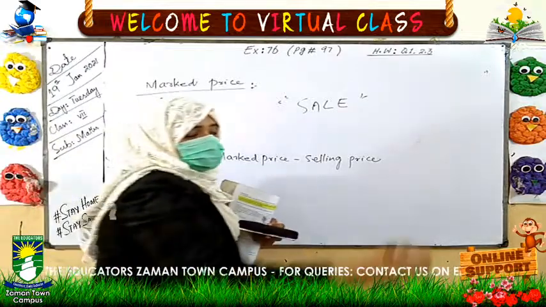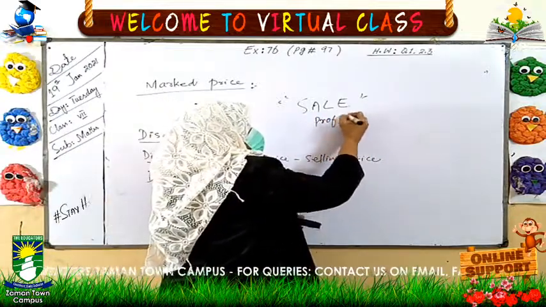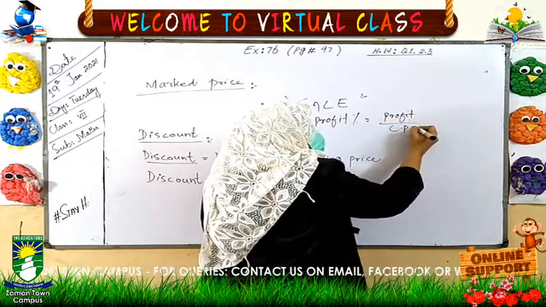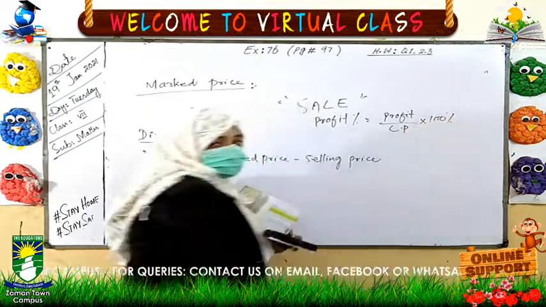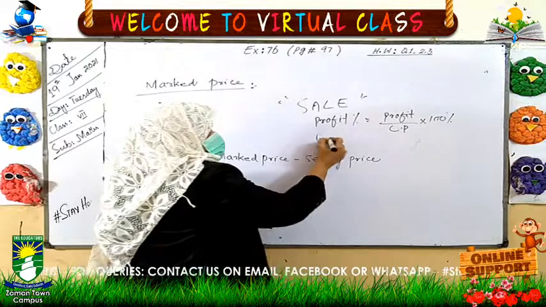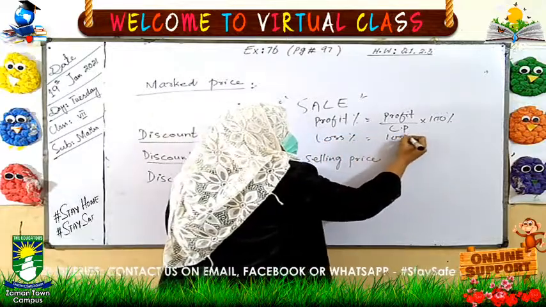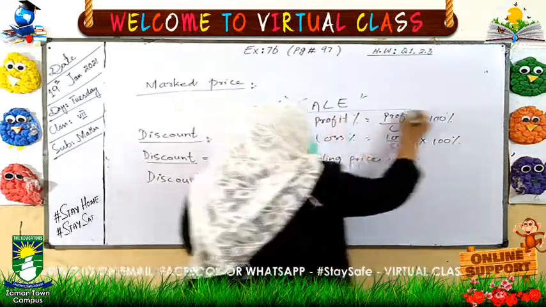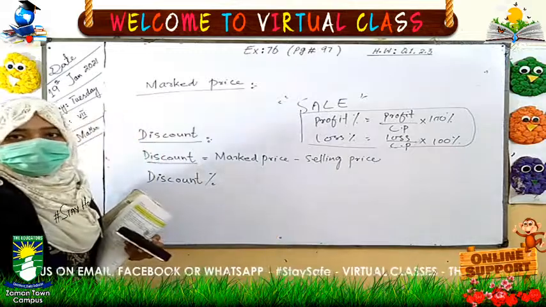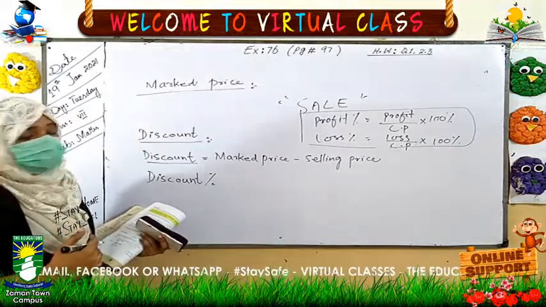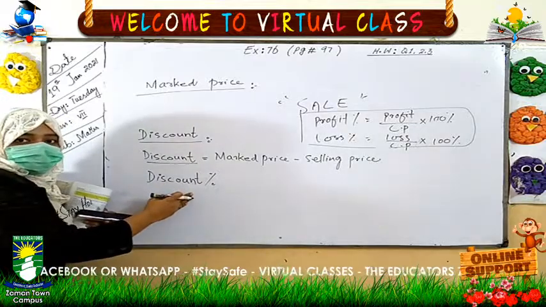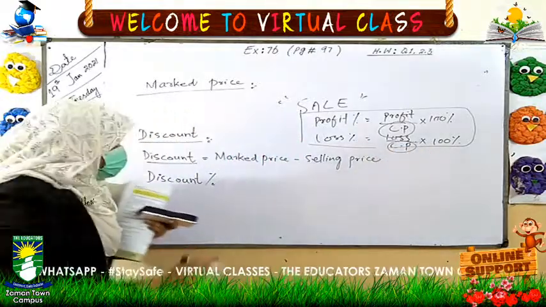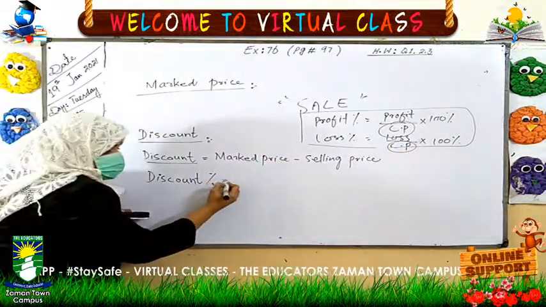As we have done, the profit percentage is equal to profit upon cost price multiplied by 100%. It is the formula for the profit. What is the loss percentage? Loss upon cost price into 100%. These are the formulas for loss and profit, which we have solved in exercise 7a. But when we discussed the discount, if you look at these two formulas, there is one thing common, which is cost price.